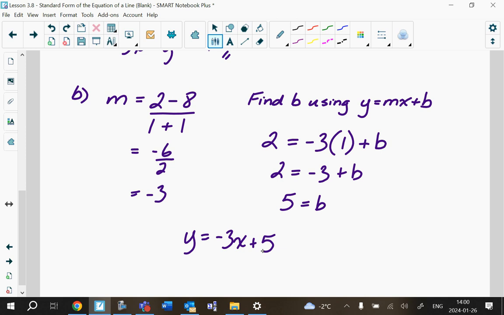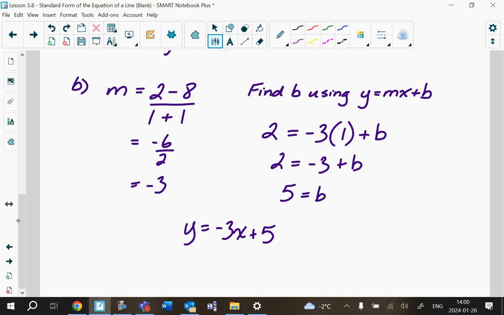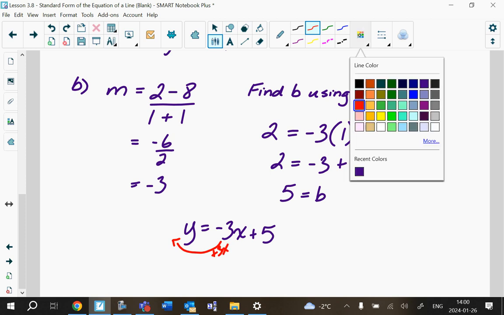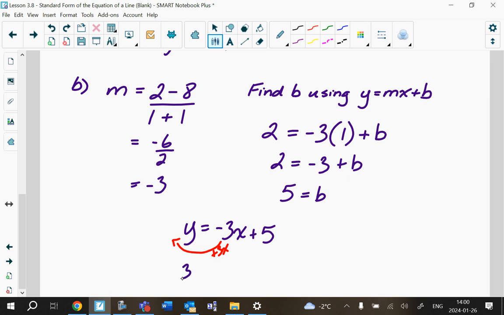But I'm not done yet. How do I change this to standard form? Add 3x to both sides. And that will get me 3x plus y is equal to 5.